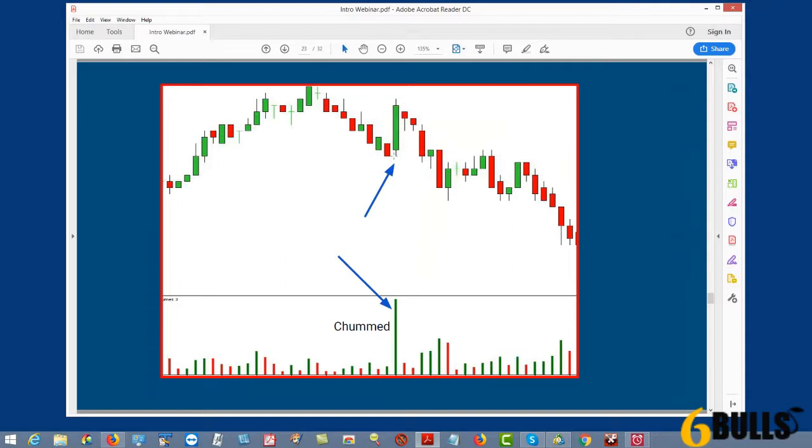In the world of trading, we have that same concept. Unfortunately, most traders get chummed. They don't know, is it a pullback or is it a true reversal? And most traders get chummed. And that's how most people lose money in the markets.